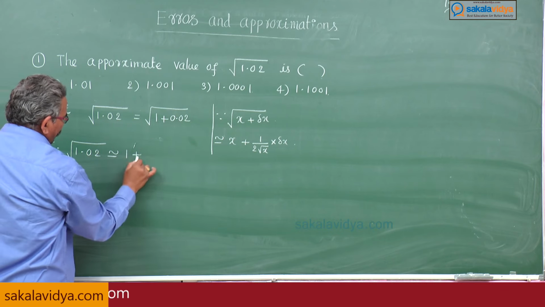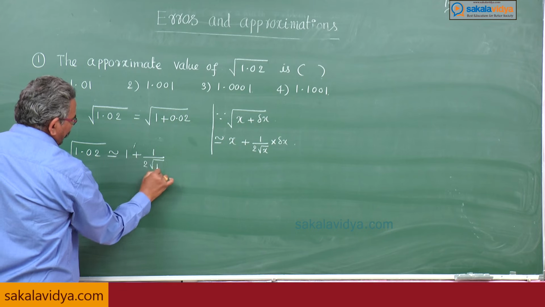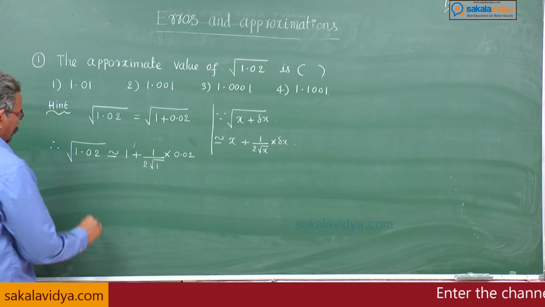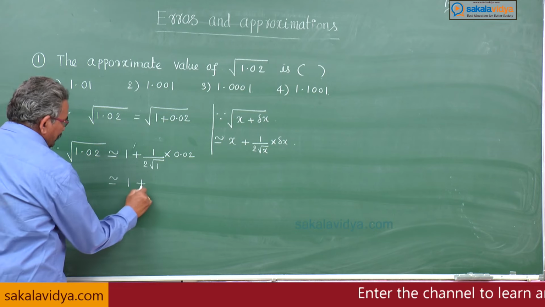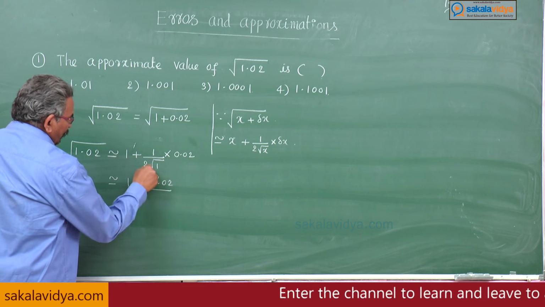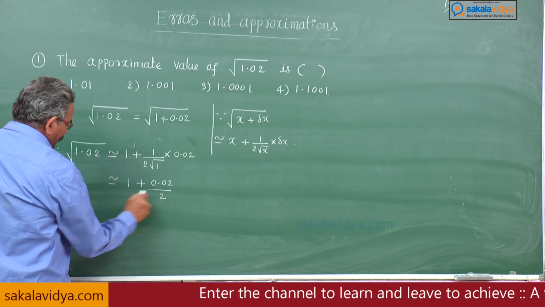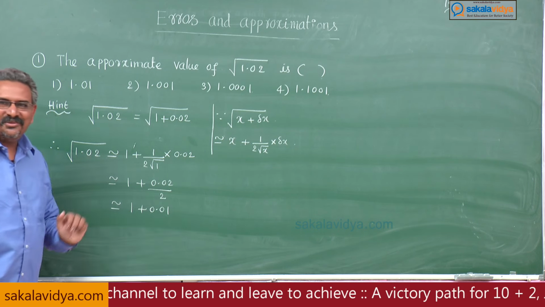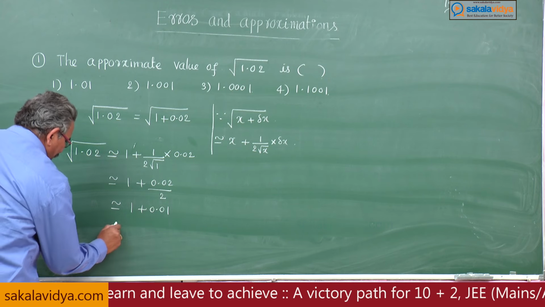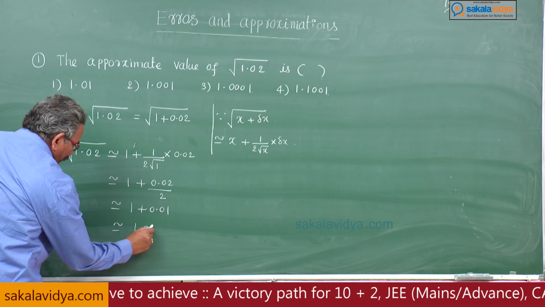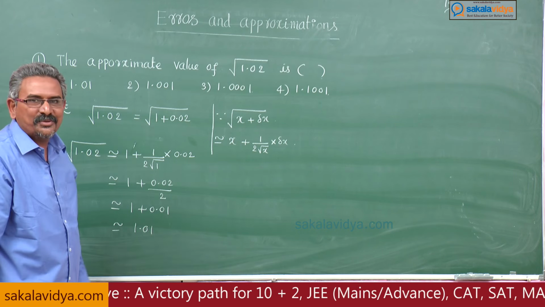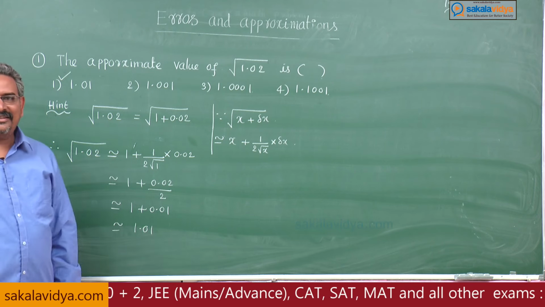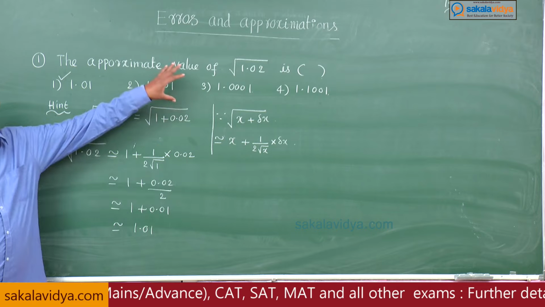So, root of 1.02 approximate value equals 1 plus 1 by 2 root of 1 into 0.02. So, this is approximately equal to 1 plus 0.02 by 2 into 1, approximately equal to 1 plus 0.01. What is the value? Yes, this is equal to 1.01. You check it. Which is the right option? Yes, you are correct. First option is the right option. So, in a very simple manner this problem can be cracked.